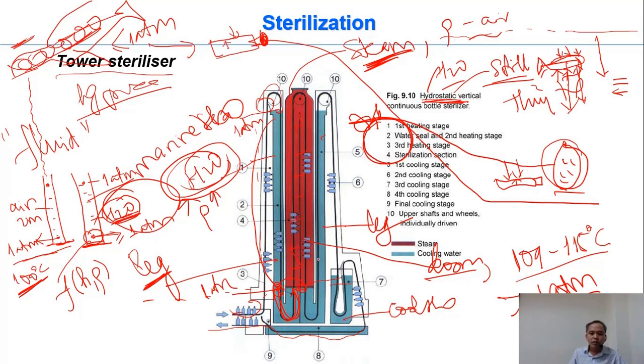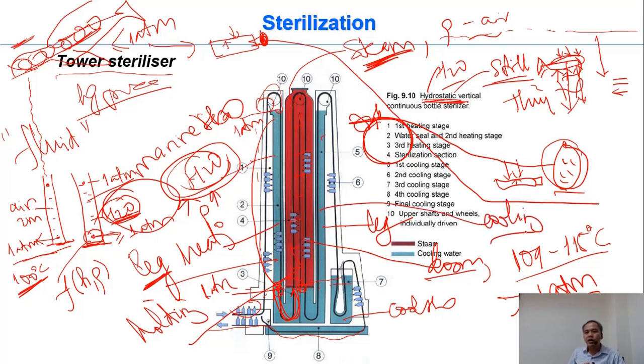Okay? And then when you go out, the first column is for heating. The second column is for sterilization, for holding at sterile temperature. And then the third one is for cooling down. The pressure generated by water is because of the height of the water, not because of the weight of the water. Remember, because of the height, not the weight.